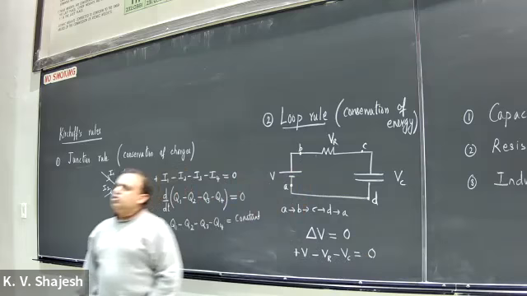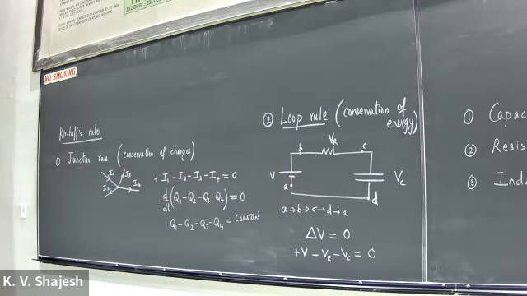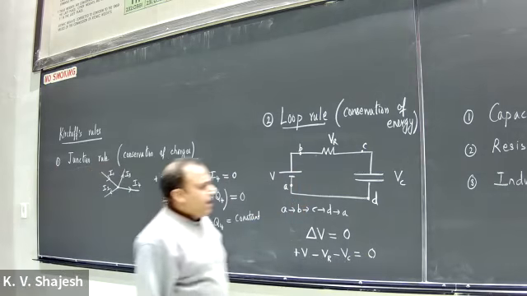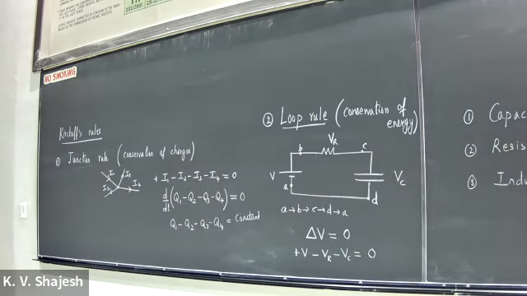So those will be the two rules. We should be able to write down equations associated with that, and that will help us find unknowns or analyze the circuit.